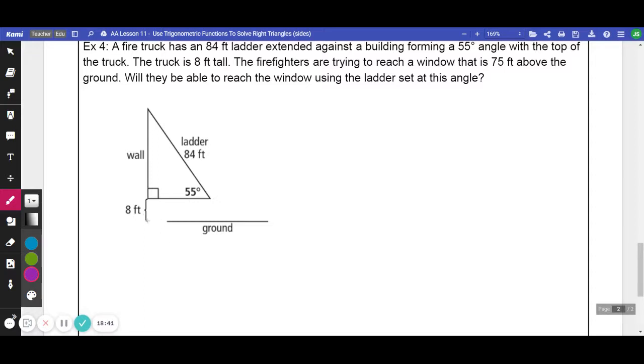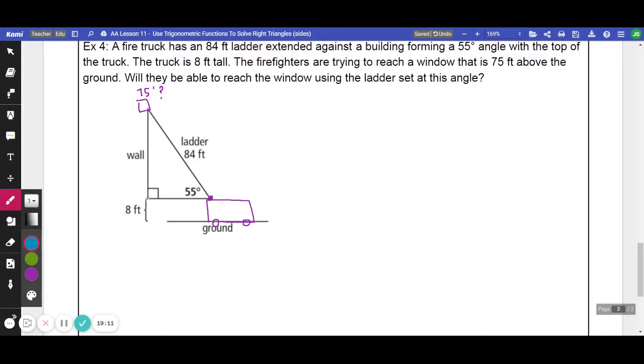The truck is 8 feet tall. So here's the truck. It's actually over here, but this is the truck. It's 8 feet tall. So the ladder starts at the top of the truck. The firefighters want to reach a window that is 75 feet above the ground. So the window's up here at 75 feet. And we need to know if this ladder is long enough. So is this ladder going to reach that 75-foot mark? So let's figure out how far the ladder does reach up the wall.